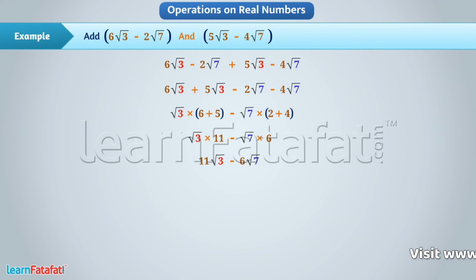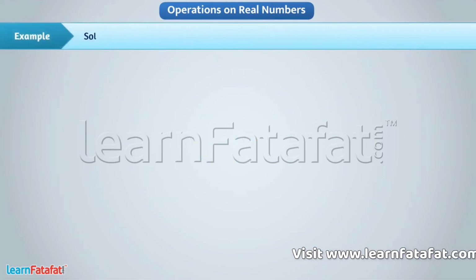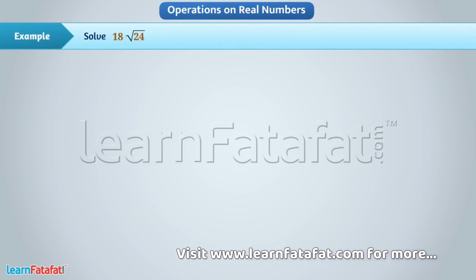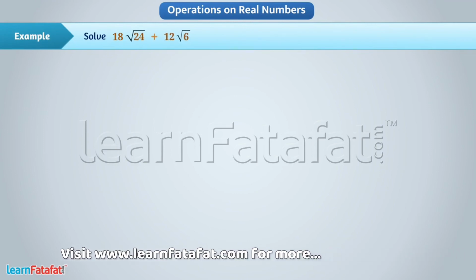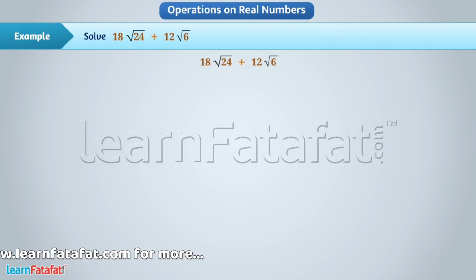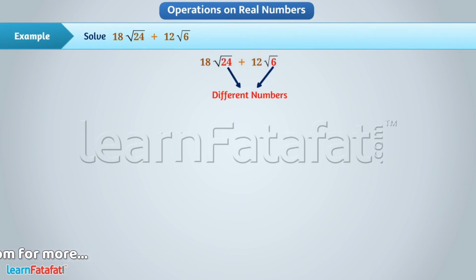Next example, solve 18 root 24 plus 12 root 6. Here you can see that the numbers under radical sign are different. So you might think that we cannot add these numbers. But it is not true. Let's see how we can add them.